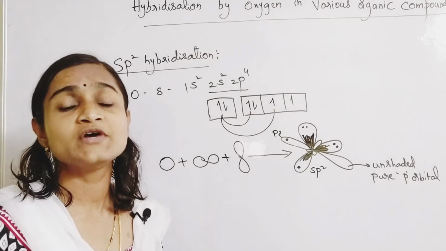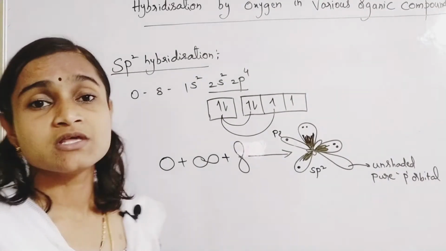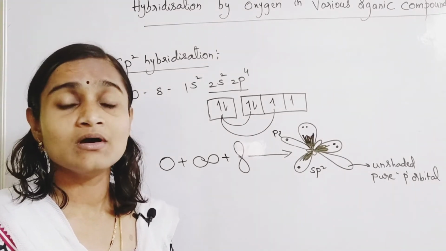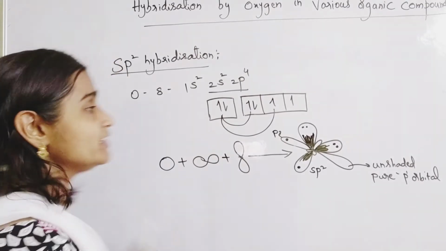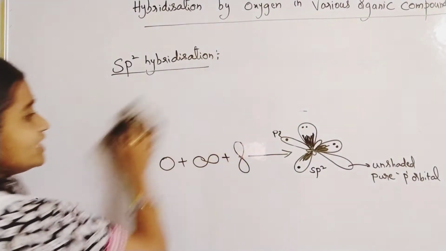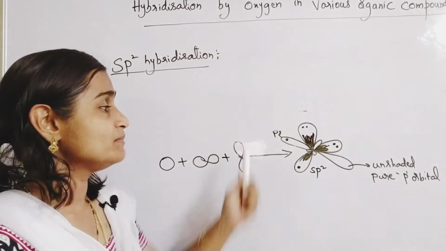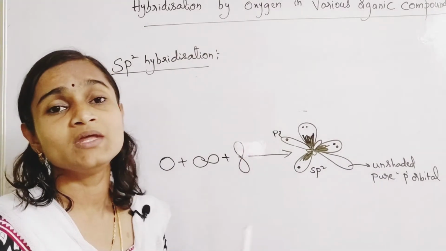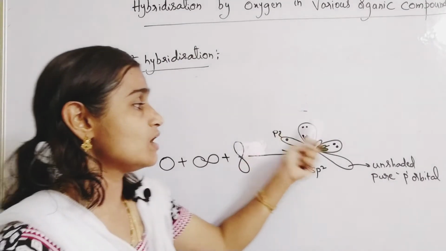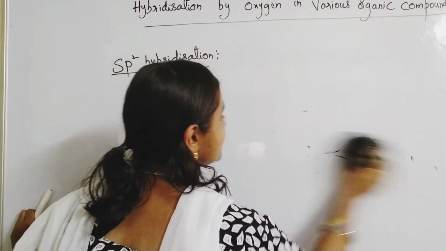And the best examples for this kind of sp2 hybridization are the molecules in which oxygen is present, where the examples are aldehydes and ketones. When it forms orbitals like this, there is a chance for formation of one sigma bond and one pi bond between carbon and oxygen, and the oxygen is already having two lone pairs of electrons. Okay, so let us see the examples.